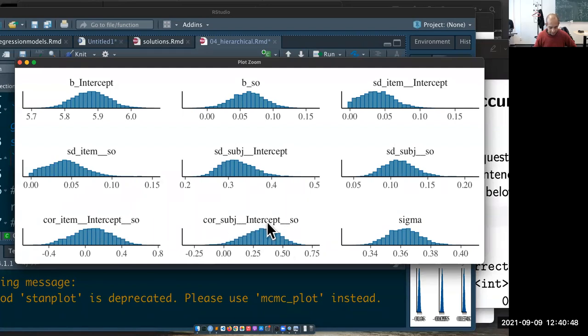And notice that the subject intercept slope correlation has also shifted to the left towards 0. That's because of the tight prior. If I change that eta parameter to 100, I would be bang on top of 0. It will get closer and closer to 0 because the prior is controlling the posterior now. So that's a good demonstration.